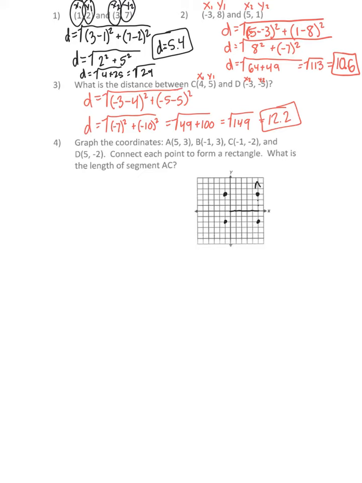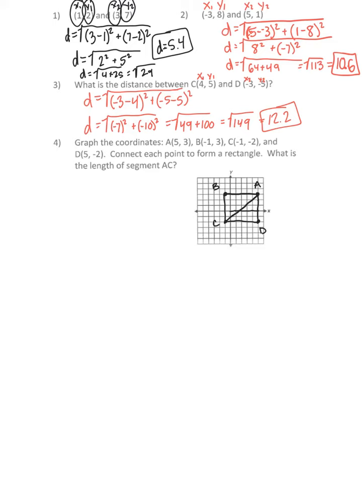I'm going to label my points here. So this was A, B, C, and D. Now it says connect all my points to form my rectangle. What is the length of segment AC? So that is my diagonal right here. So I want to find the distance between point A and point C.